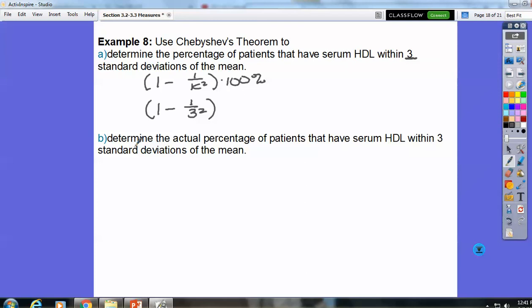So if you type this in, the 1 minus 1 over 3 squared, if you want, you can multiply it by the 100. If not, you just have to move your decimal to change it to a percent. And we get 88.89%.